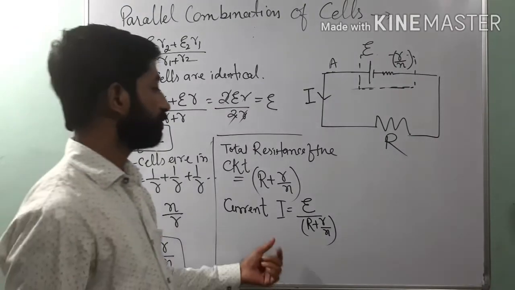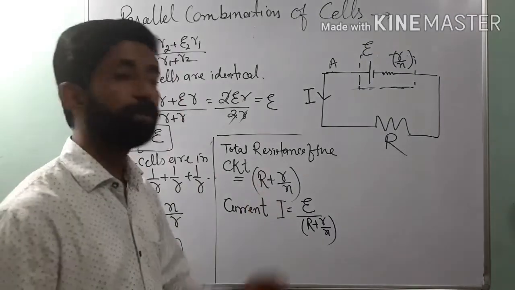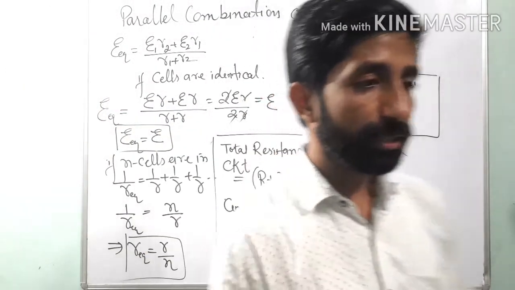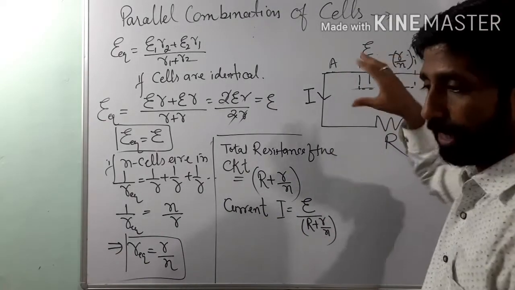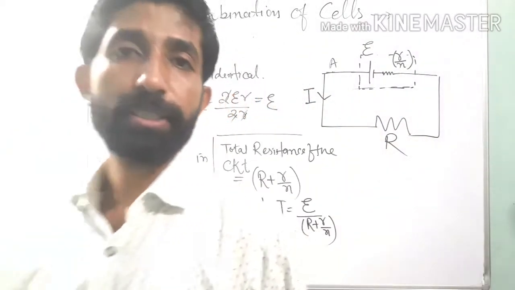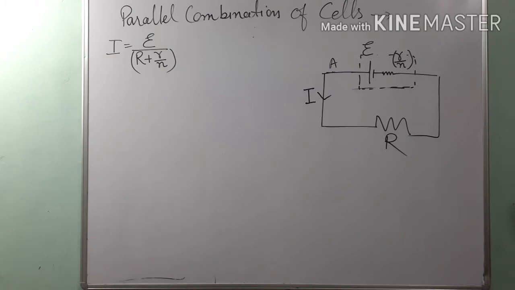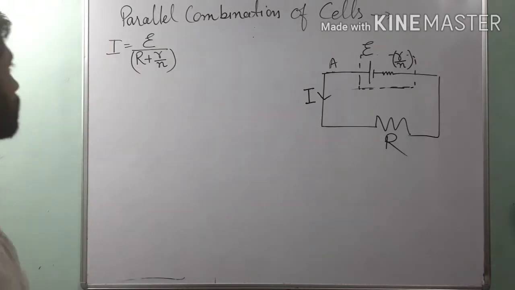Now we shall raise two questions. Under what condition will the current be maximum, and what condition should be employed to get the maximum current if we want a parallel cell combination? So please note this. Here it is, the current in the circuit is given by this.